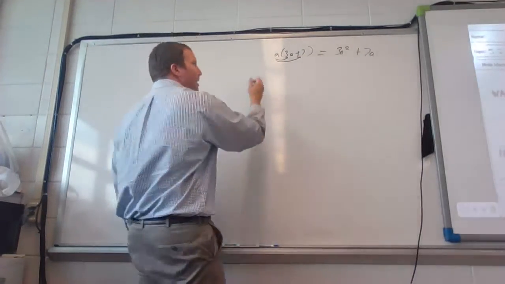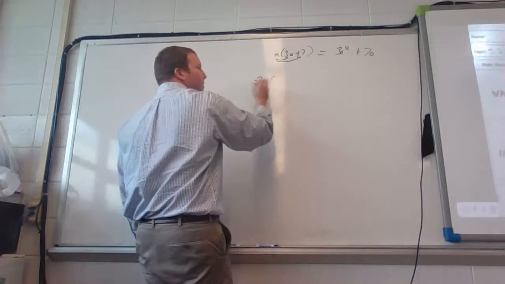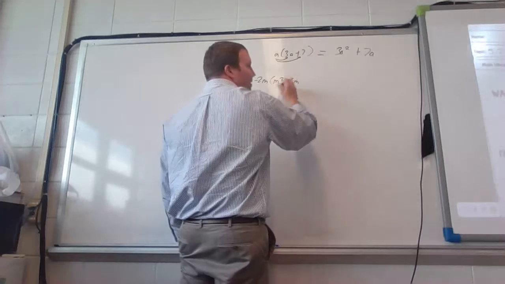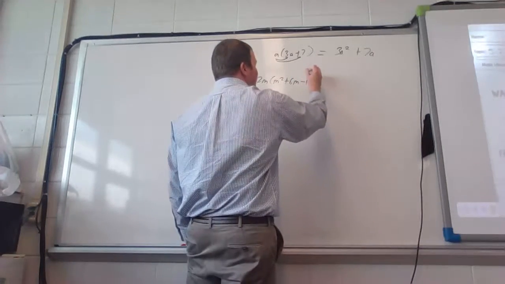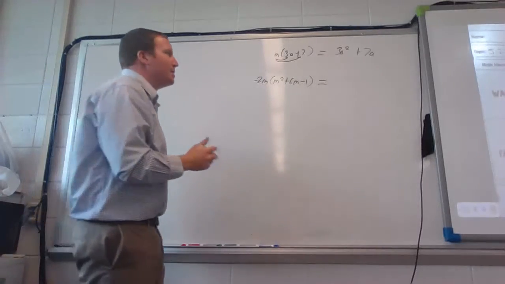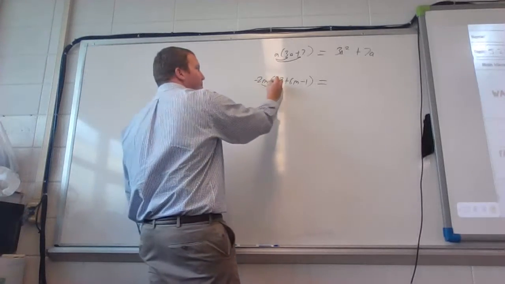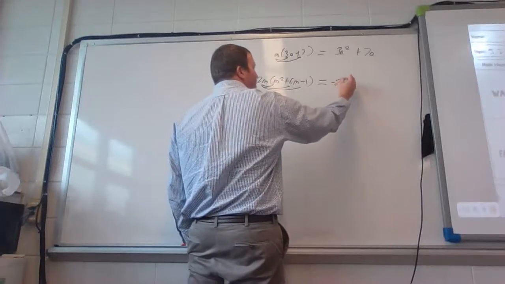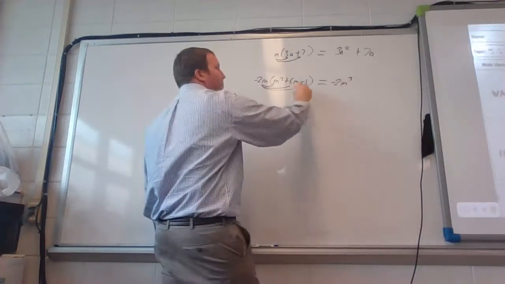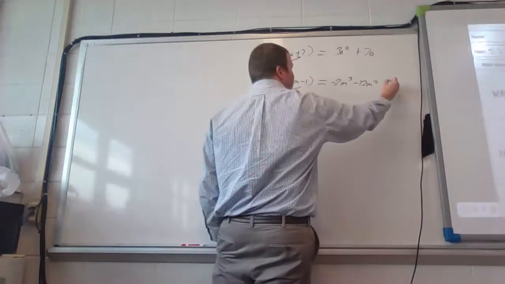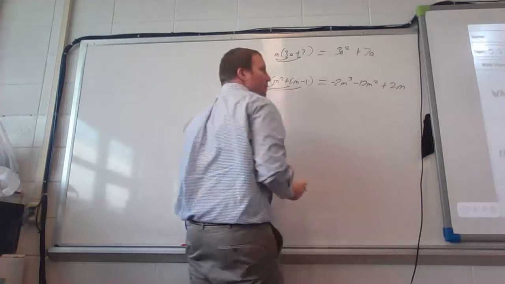On our next, we have negative 2m times m squared plus 6m minus 1. We're going to distribute that negative 2 to each thing on the inside of our parentheses. So it's going to get us negative 2m cubed minus 12m squared plus 2m.